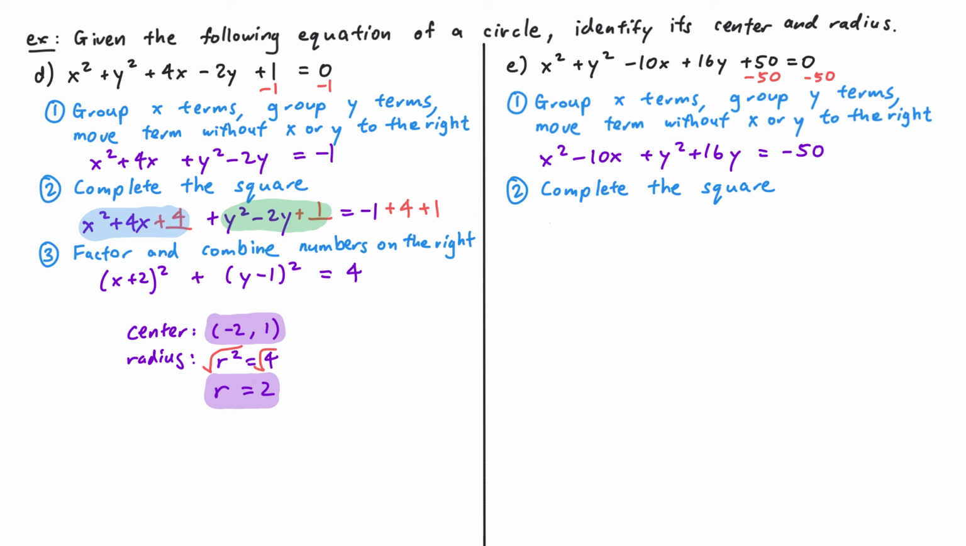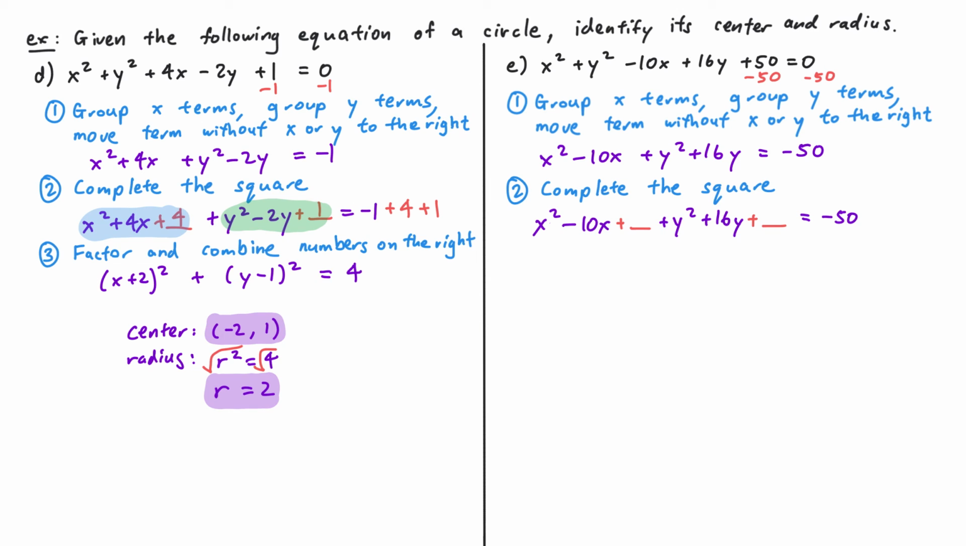Our second step is to complete the square. So let's copy our equation. We have x squared minus 10x. Leave yourself a little bit of space. Then plus y squared plus 16y. Leave yourself some more space. And then on the right-hand side of this equation, we have -50. So we'll try to complete the square for these x terms by adding some number at the end there, and we'll complete the square for the y terms by adding some number at the end.